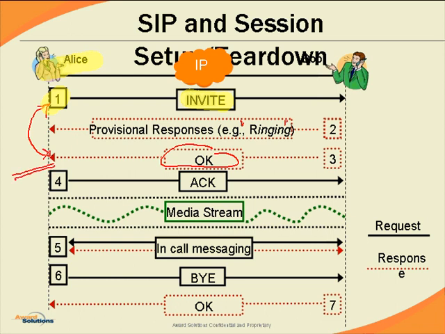And Alice is telling Bob that she received the OK message. So this is that acknowledgement. Now at this point, the call is set. Then the media can flow between the endpoints. It's all IP, so voice over IP packets are traveling between the endpoints.